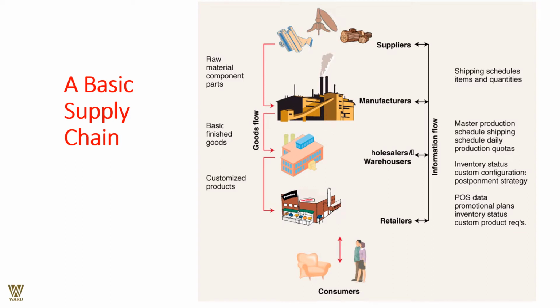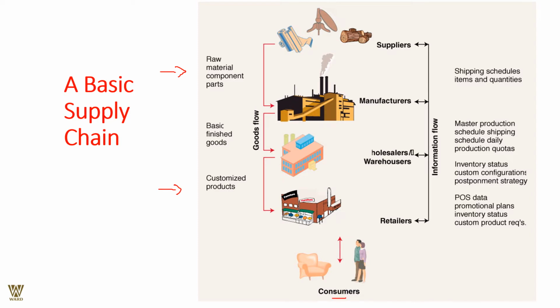So a basic picture of supply chain is on your screen. Up the line is where we are talking about the raw material and components, and down the line would be the finished product or the customized product that comes to the consumers. Here is the consumer.